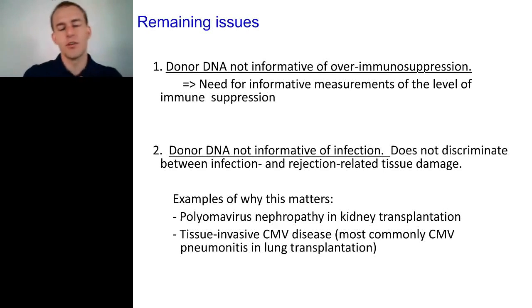First of all, donor DNA is not informative of over immune suppression. So there's still this need for more informative measurements of the level of immune suppression. The other shortcoming of the test is that donor DNA is not informative of infection. So it doesn't discriminate between infection and rejection related tissue damage. And there's a few examples for why this can matter. For example, in kidney transplants, there's often a lot of damage to the kidney due to polyoma virus that is actively replicating in the kidney. And similar things have been noted for infections with cytomegalovirus in the context of lung transplantation.